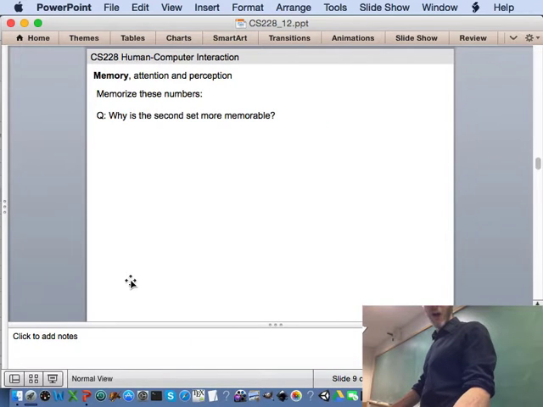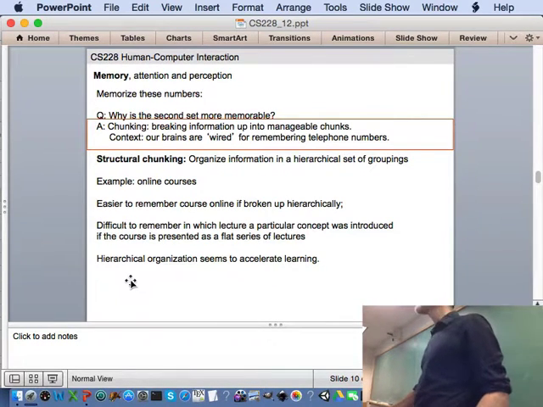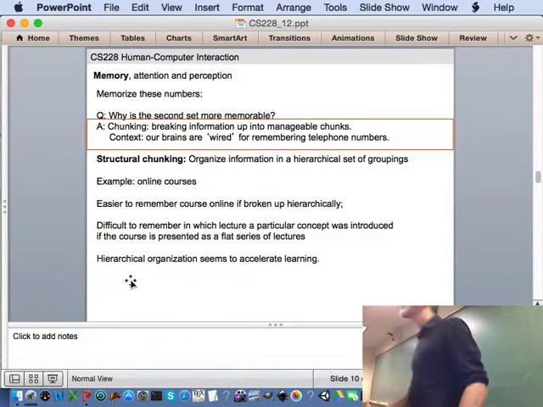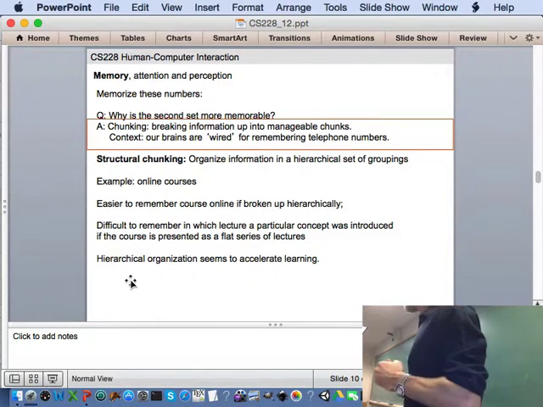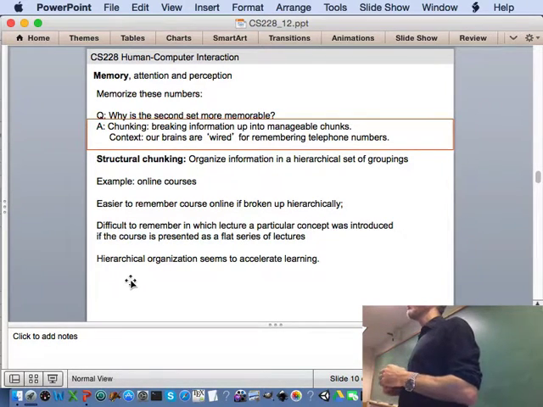So chunking helps, but also this issue of context, right? Your brain is wired up to remember things that are organized in particular ways. You might also have done slightly worse on the second round. Why? What's working against you the second time around?